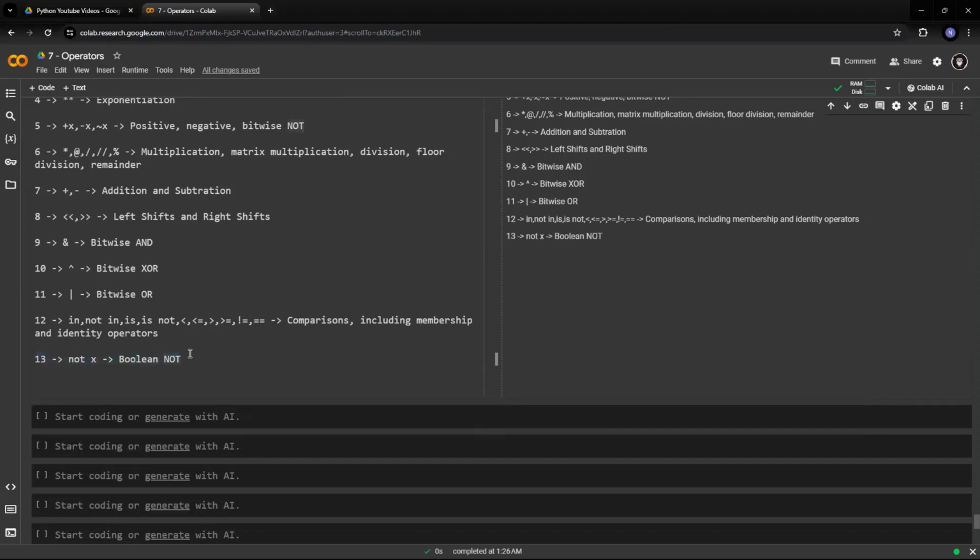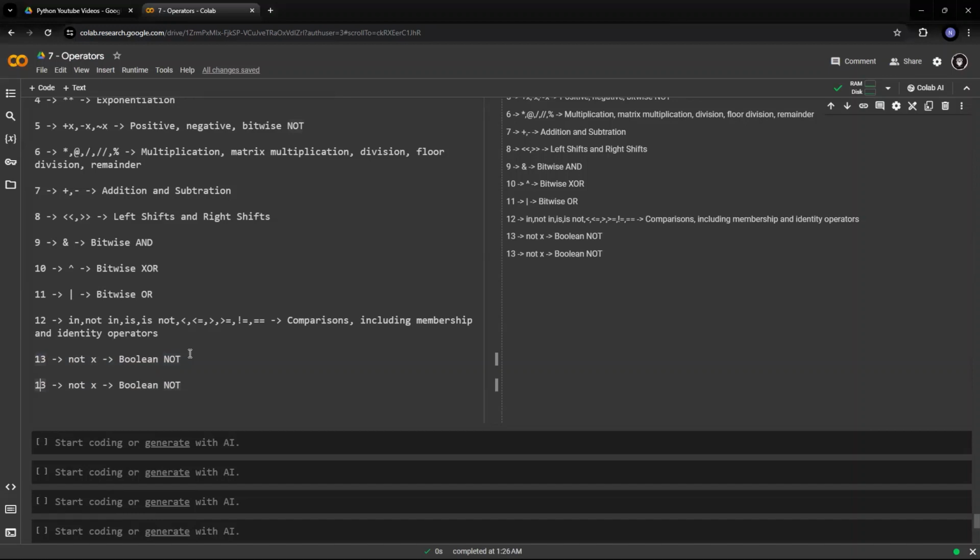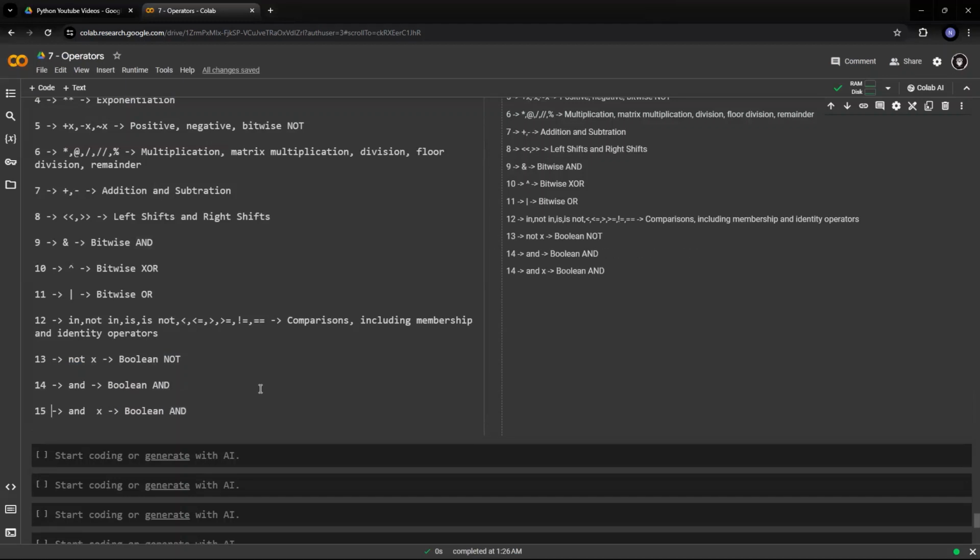Then you have Boolean and. So your 14th is your Boolean and. Then you have Boolean or. The 15th precedence is your Boolean or.